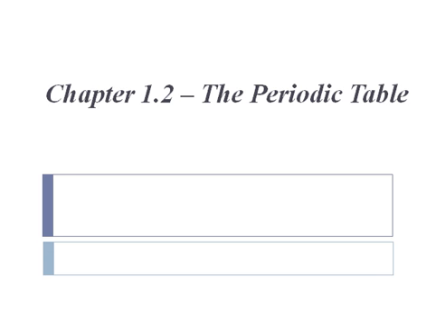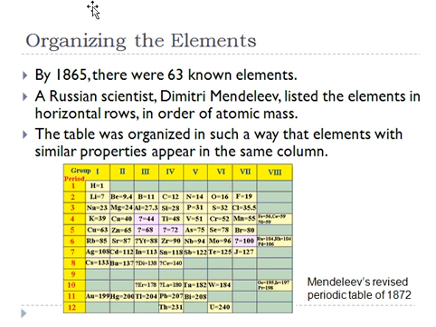So now we're going to start talking about the periodic table and how it's organized. If we look at our first slide, or first part of your notes, organizing the elements, there we are. There's not much in here that you need to remember other than the fact that a Russian scientist, Dimitri Mendeleev, was basically the founder of the modern periodic table.